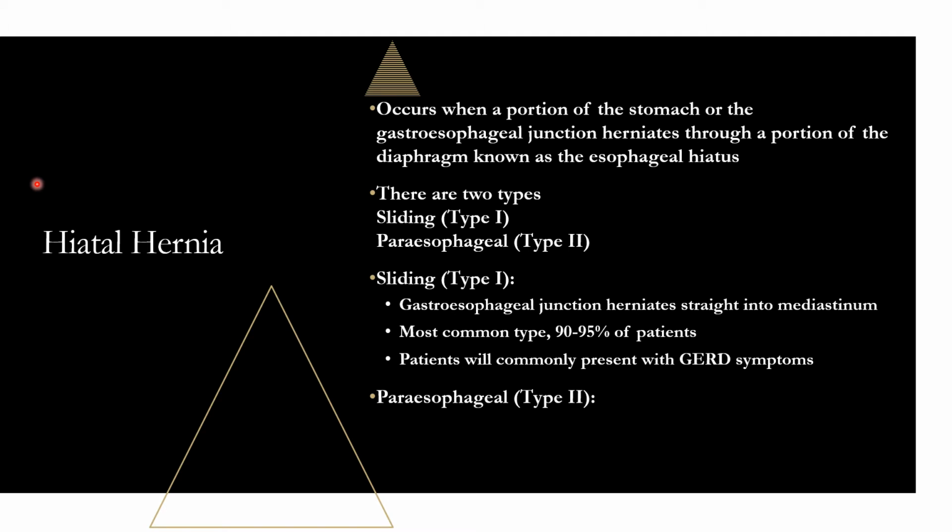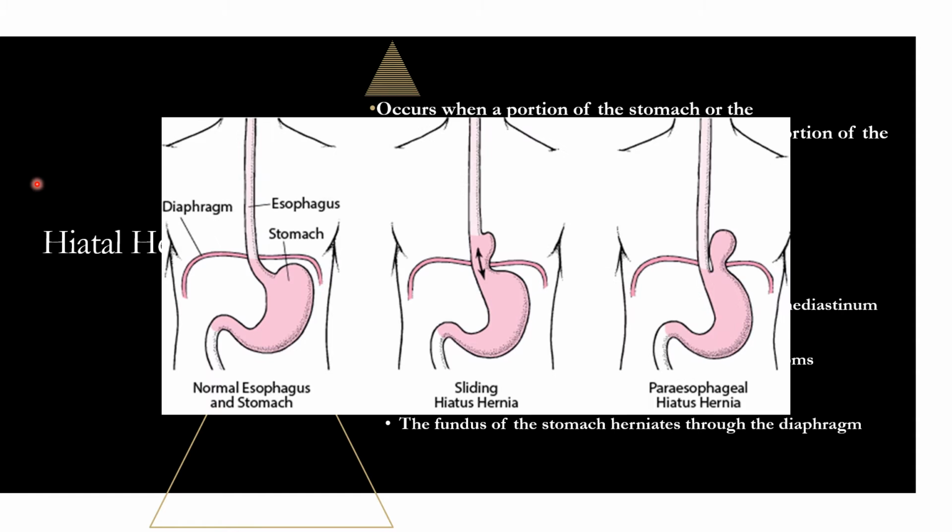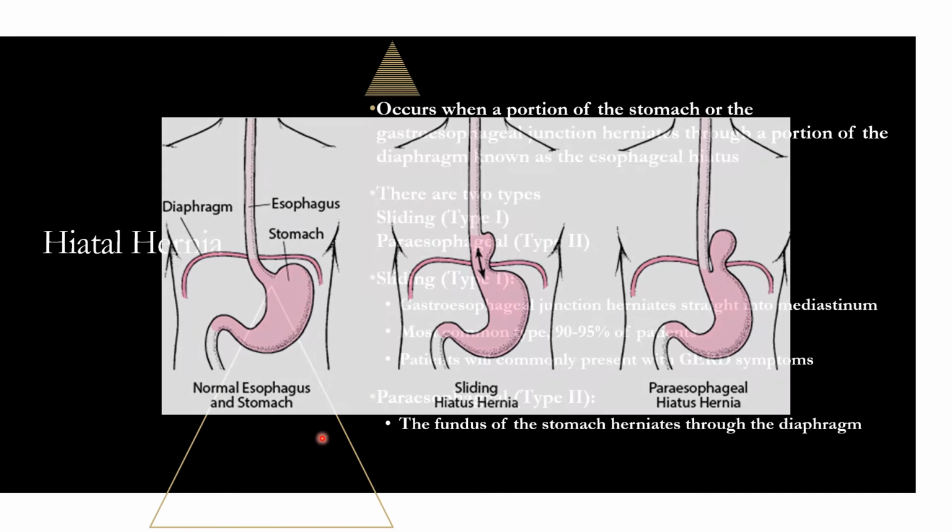Now, paraesophageal or type 2, just as a side note here, it's not only type 2, it also includes type 3 and type 4, but type 2 is the one you'll hear talked about the most, and that's paraesophageal, not as common. This is where the fundus of the stomach, instead of the gastroesophageal junction, is going to herniate through the diaphragm. And again, looking at the diagram here, you have the fundus of the stomach, and it's herniating through the diaphragm, away from the esophagus.